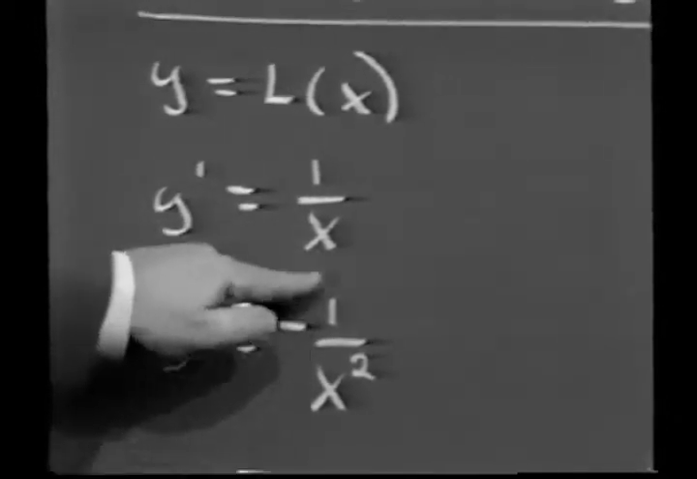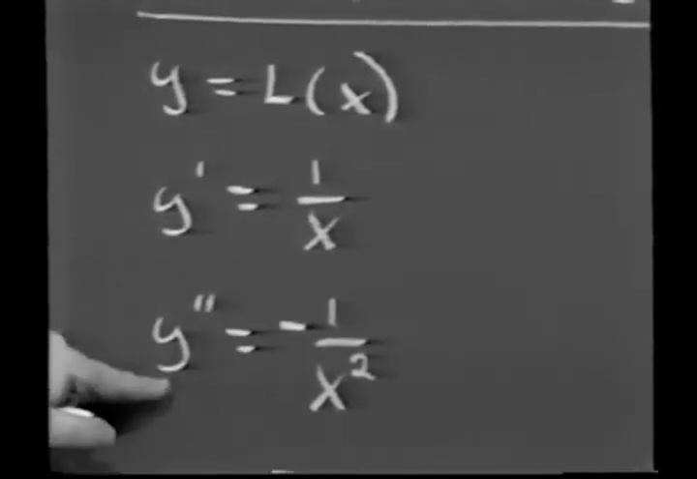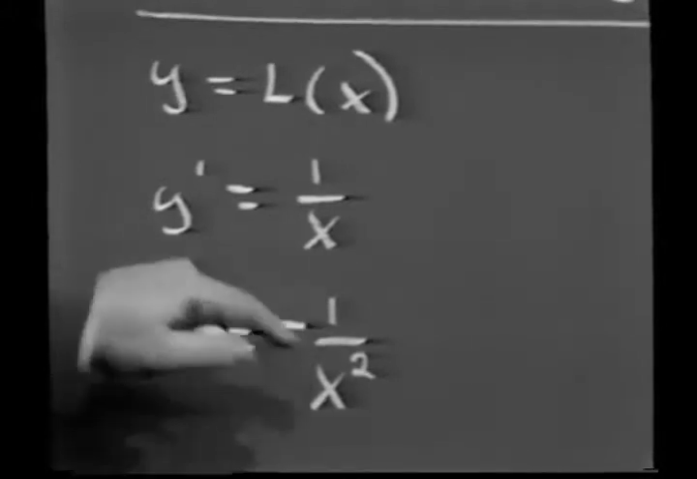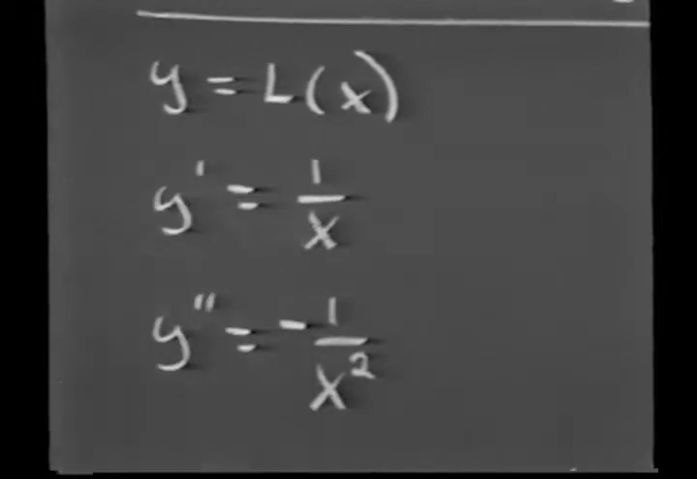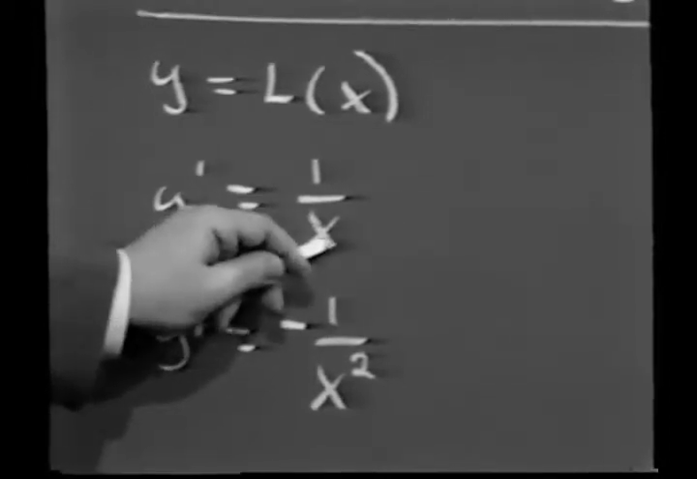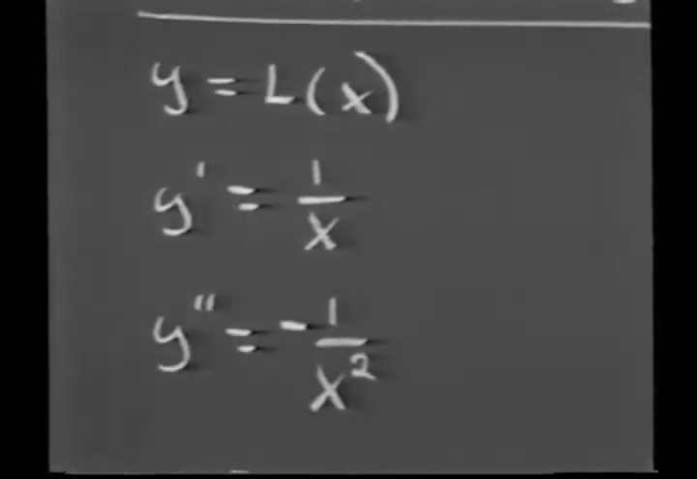The derivative of 1 over x is minus 1 over x squared, and we find that y double prime is minus 1 over x squared. By the way, we should observe that we must shy away from x equaling 0, because we would have a 0 denominator in that case.